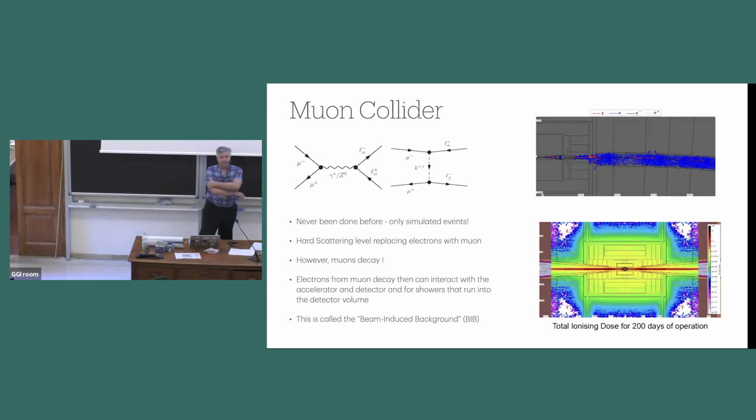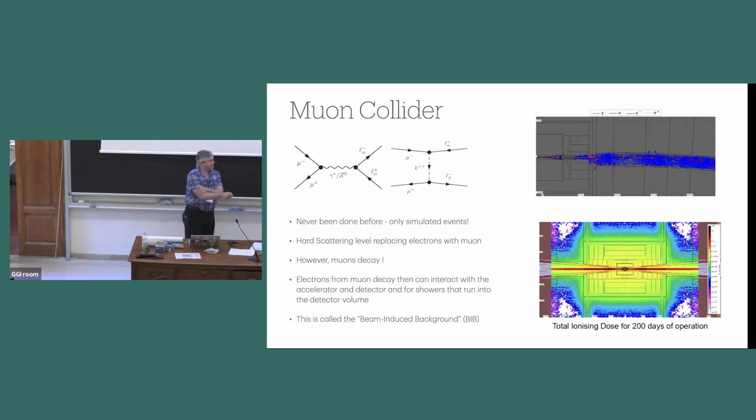However, of course, that's at the hard scattering level. Muons decay, as we know. So as they're going around the accelerator, they can also decay, and then you can get electrons, which can interact with the material upstream. The next speaker will talk more in detail about this. The effect of which is to have showers, as you can see here.